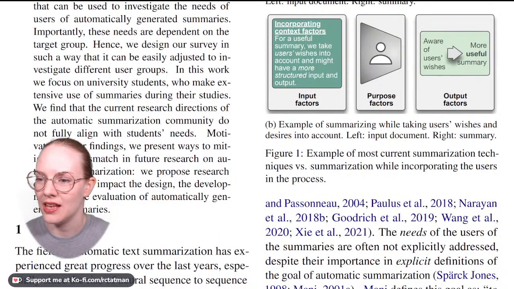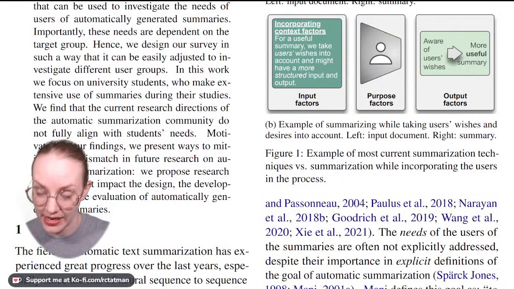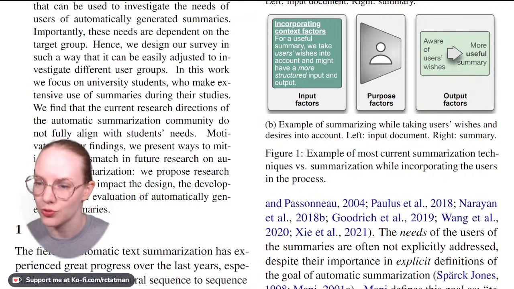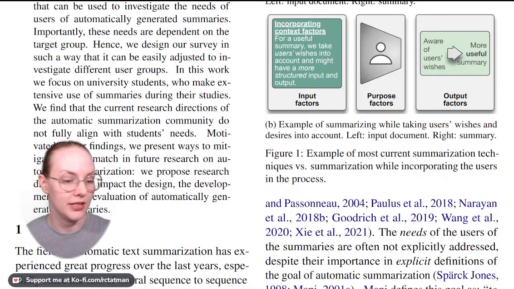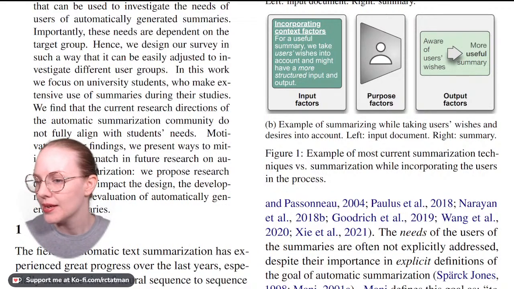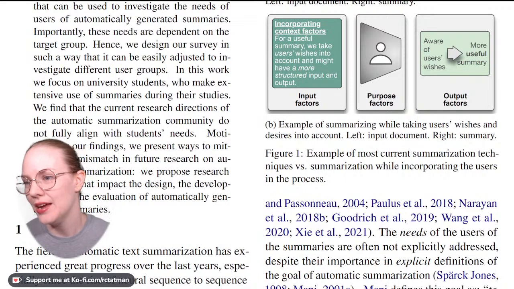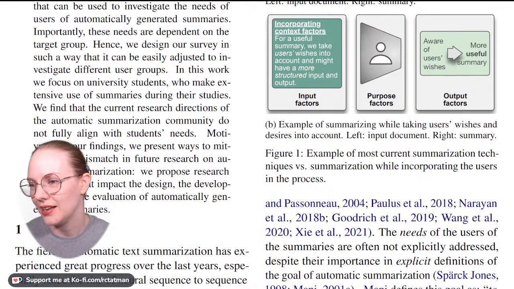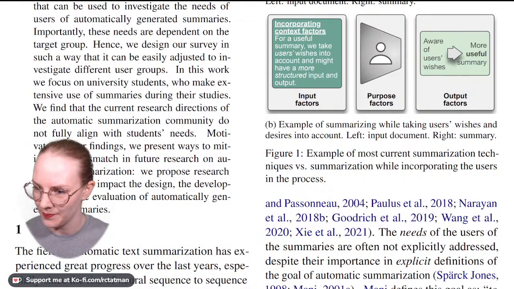And then this is the approach that the authors are going to be proposing here, incorporating context factors. For a useful summary, we take users' wishes into account and might have a more structured input and output. So like adding labels or adding additional data, or maybe some sort of intermediate task, or additional tags perhaps on the output. Like, I'm pretty sure this is what you want, or something like that. And then the output would be awareness of users' wishes, little arrow, more useful summary.